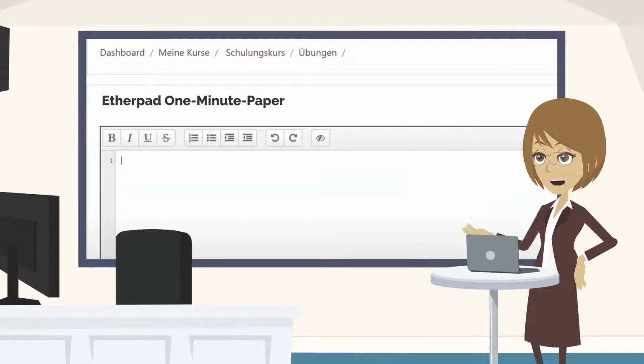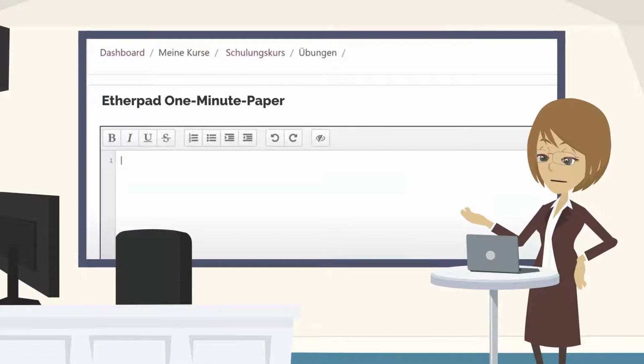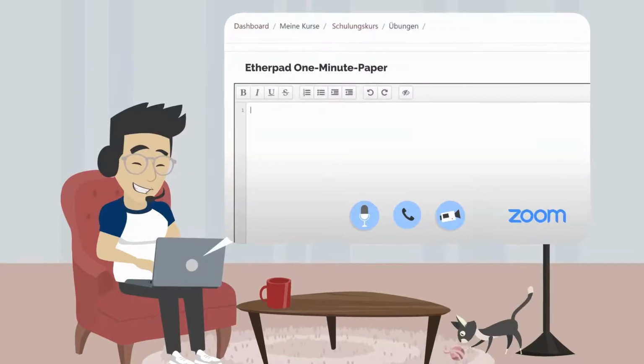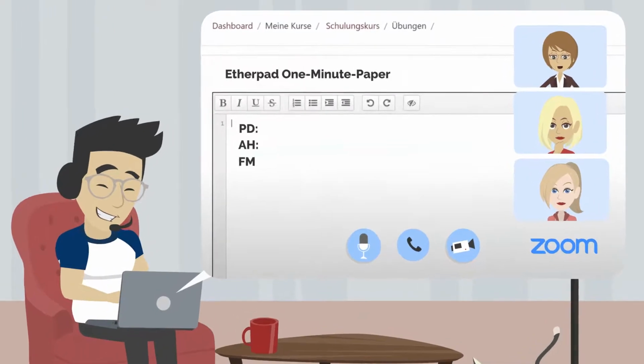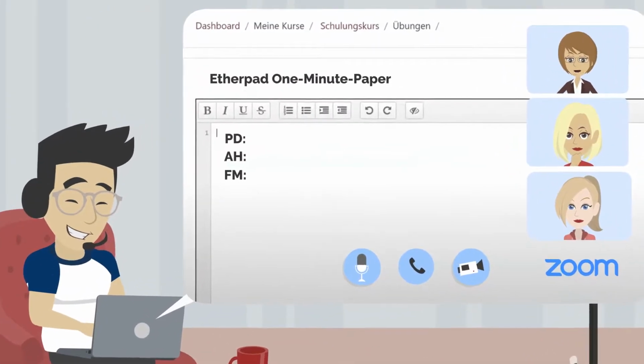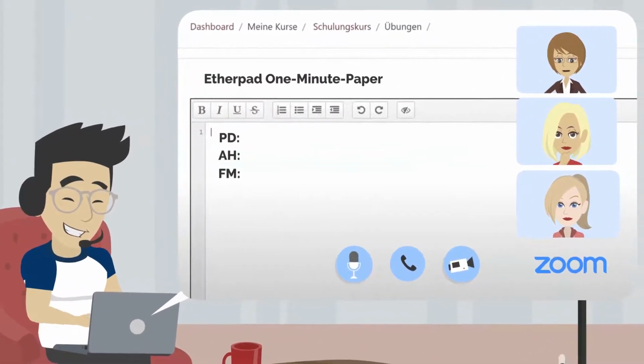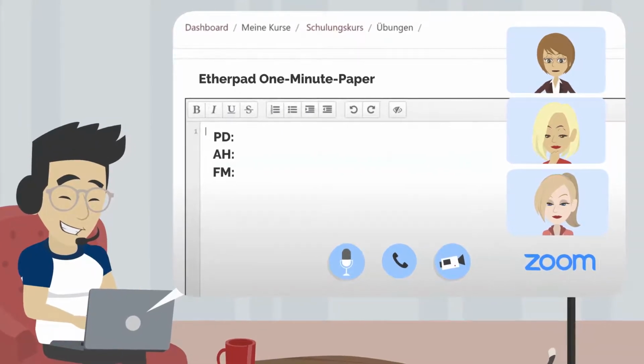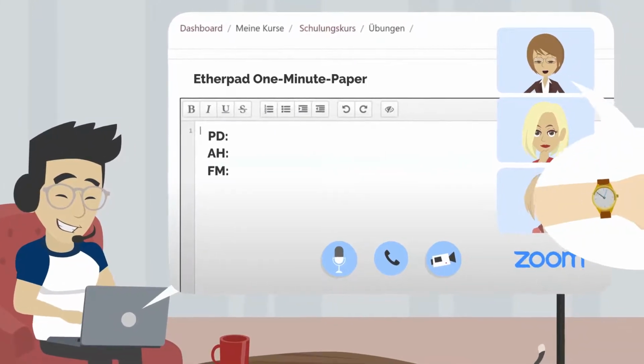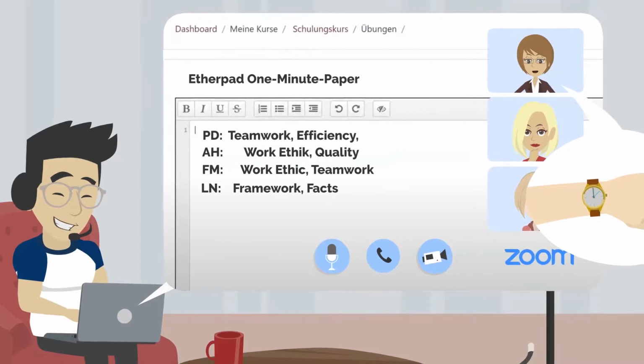A task could be a 1-minute paper. You would request the students: Please open the Etherpad and enter your name abbreviation in an empty line. After the sign, enter in your line within 60 seconds what of what you have heard today is important to you. You at home do it the same way as the students here in the lecture hall.